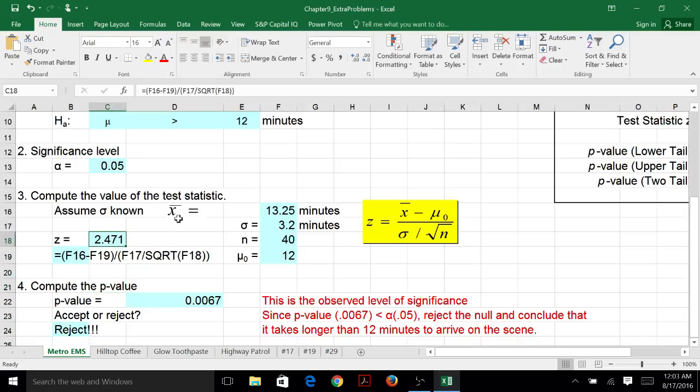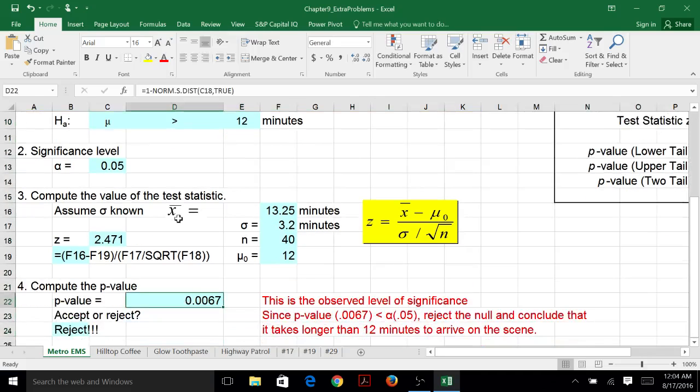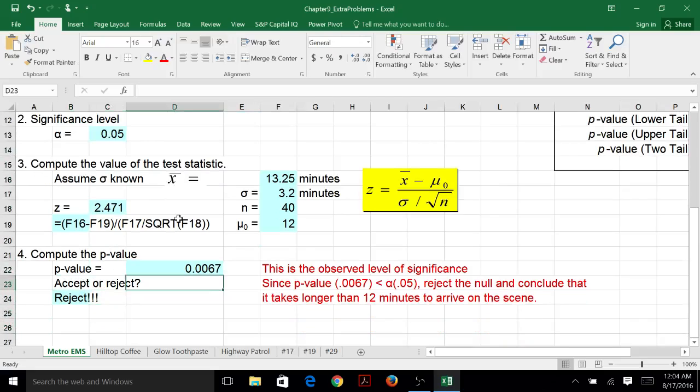The probability of creating a z statistic of 2.471 with all this information and the null still being true, there's about a 0.0067 chance of that happening, so 0.67% chance. Yeah, that's a little less than 5%. No, it's a lot less than 5%. If you could super reject, you would. But in this case, the p-value is less than alpha, we reject, and we now know that it takes longer than 12 minutes for these folks to get there on average, and we reject the null and say that they have to rethink their stated goal.